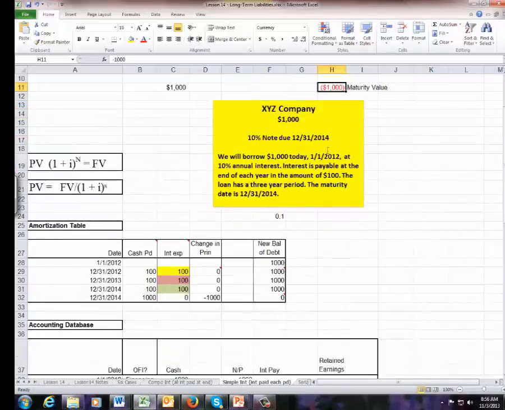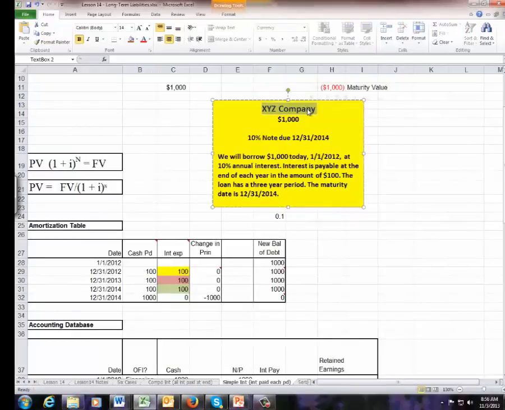Let's take a look at the terms of the note. XYZ Company is the issuer or the borrower. The face amount of the note or the principal is $1,000.